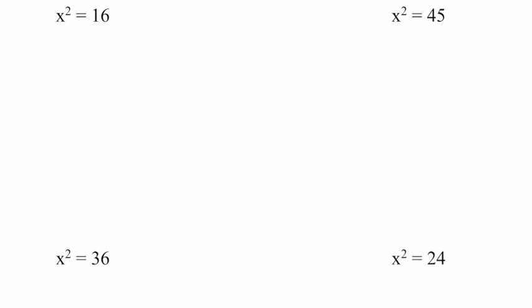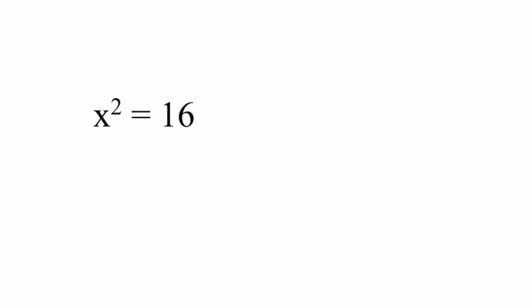To solve an equation of the form x squared is equal to a number, we need to think of what we can do with the left side to isolate x. When we get rid of the 2 exponent, the inverse operation of squaring something is to take the square root. So here we're going to solve this equation by taking the square root of both sides.